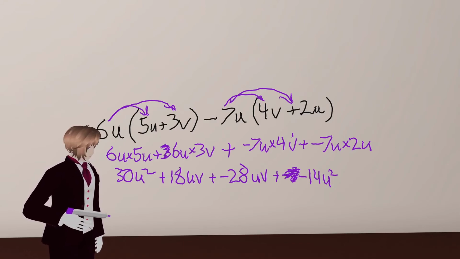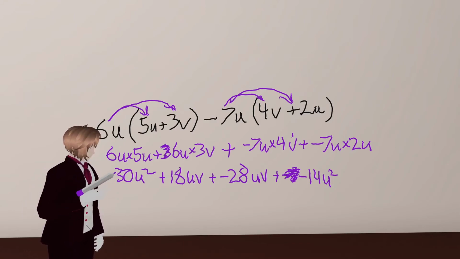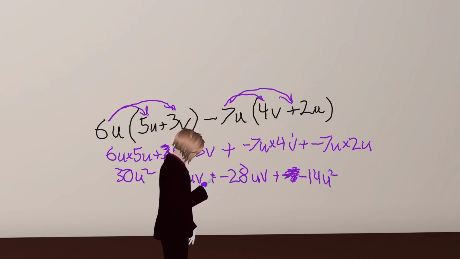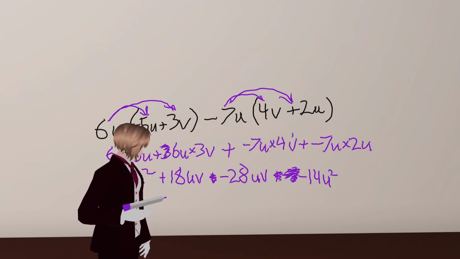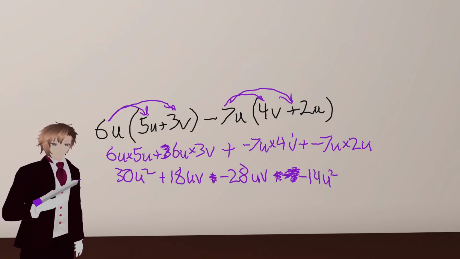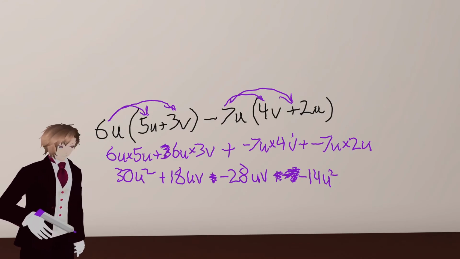Now I have a whole bunch of plus and minuses. A positive and a negative just makes a negative. So we actually don't need this plus here anymore. We also don't need this plus here anymore. Now, do we have any like terms that we can simplify?